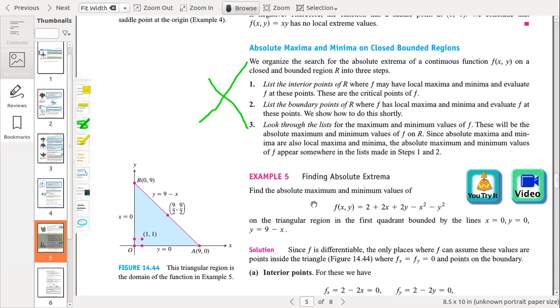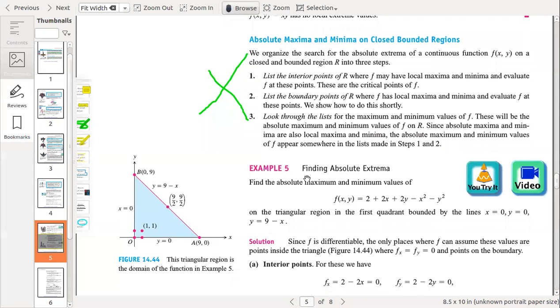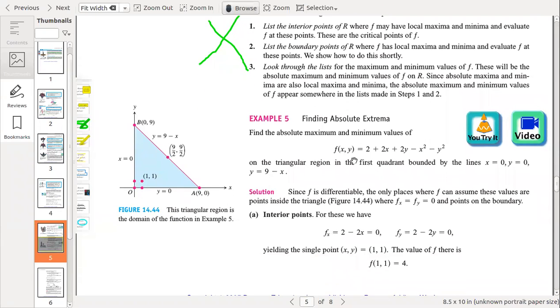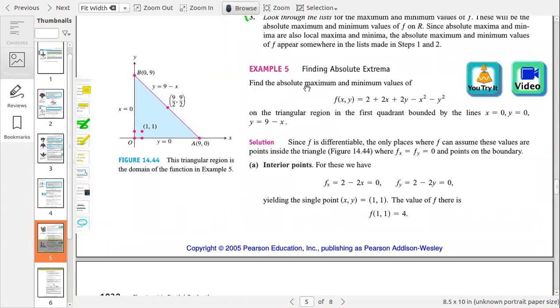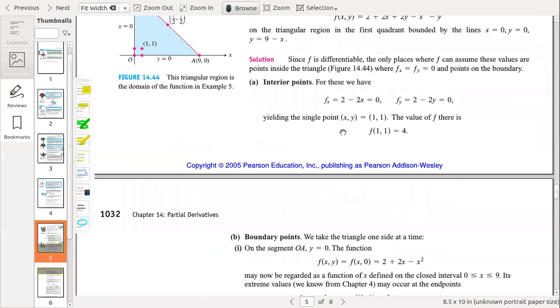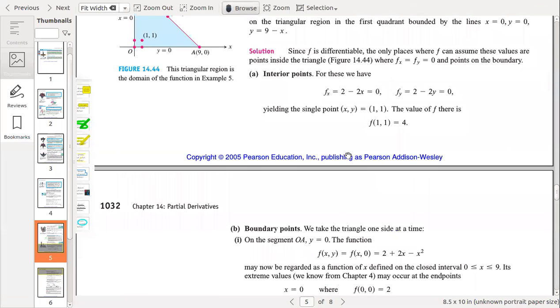Okay, so the example is that, so you know how to find the absolute extrema. Find the absolute maxima and minima values of f(x, y) equal to 2 plus 2x plus so on. This is the function. So again, you need to compute partial f over partial x and compare it with zero. You will find the value of f(1, 1) is equal to 4.